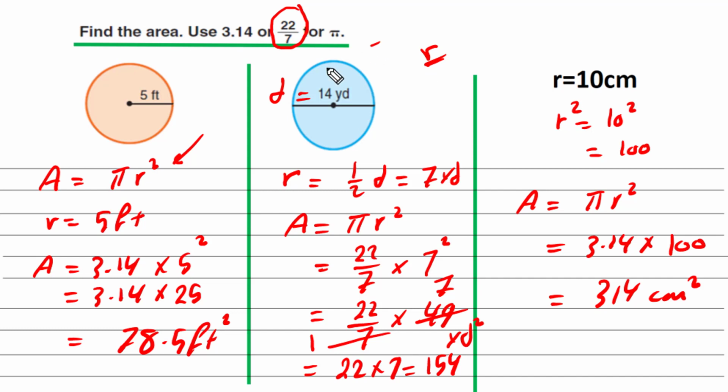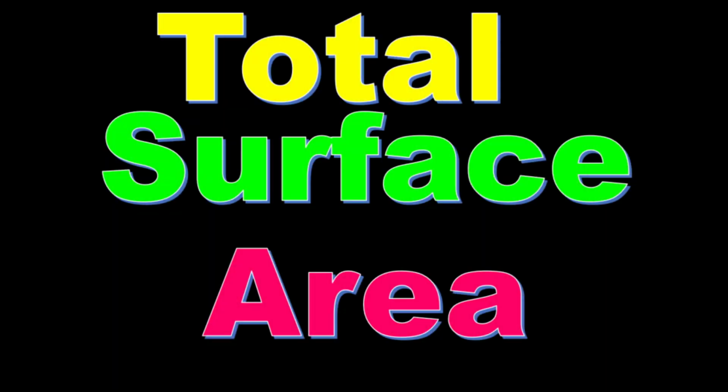So don't forget, guys, to find the area of the circle, you have to find the radius length. If we have the diameter, you must divide the diameter by 2 or get the half of the diameter to find the radius. Then you can use it to find the area of the circle, which is equal to pi r squared.